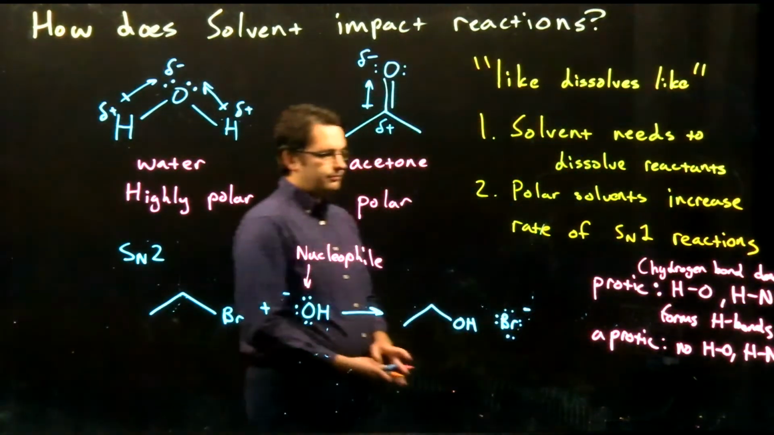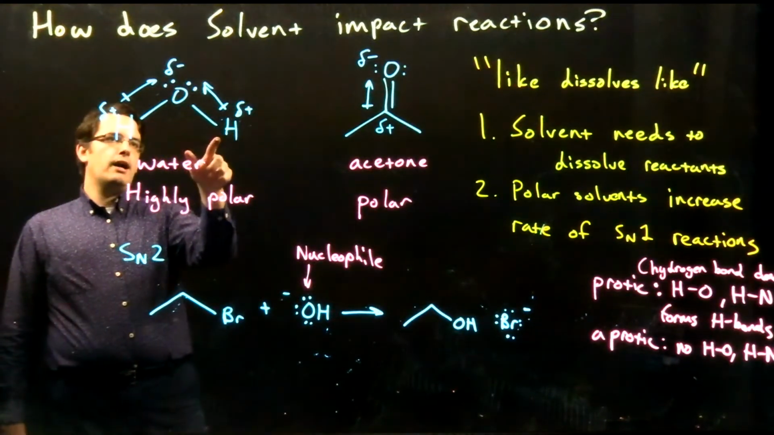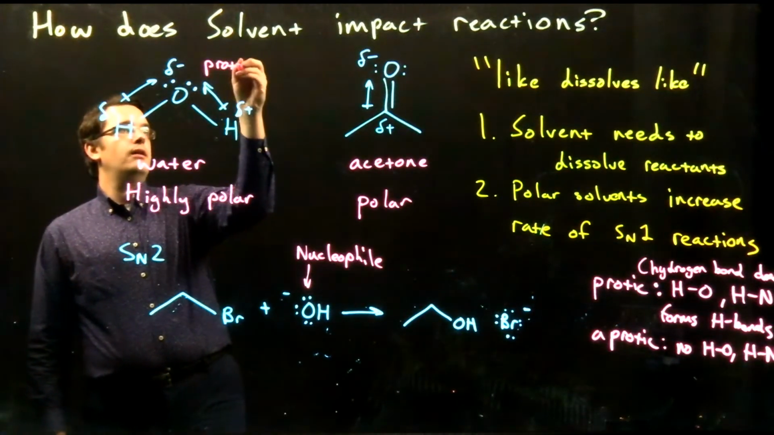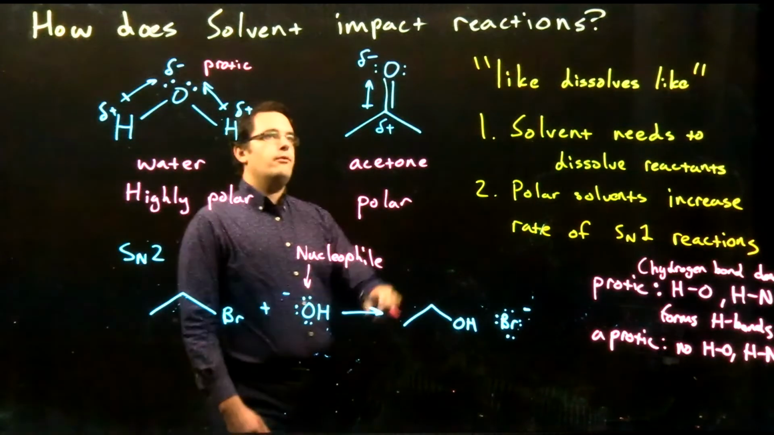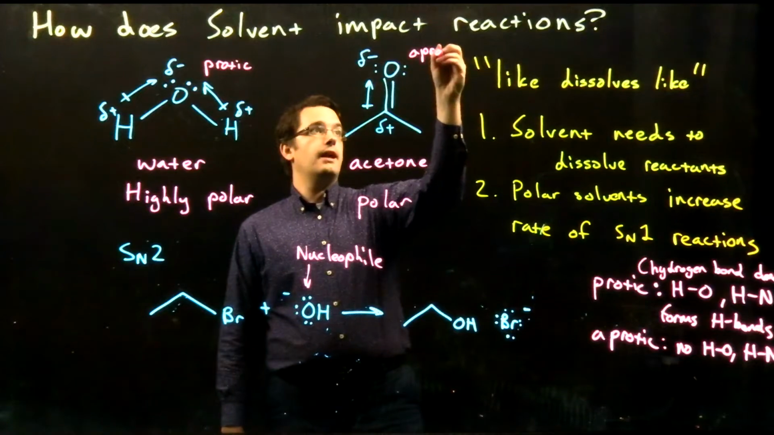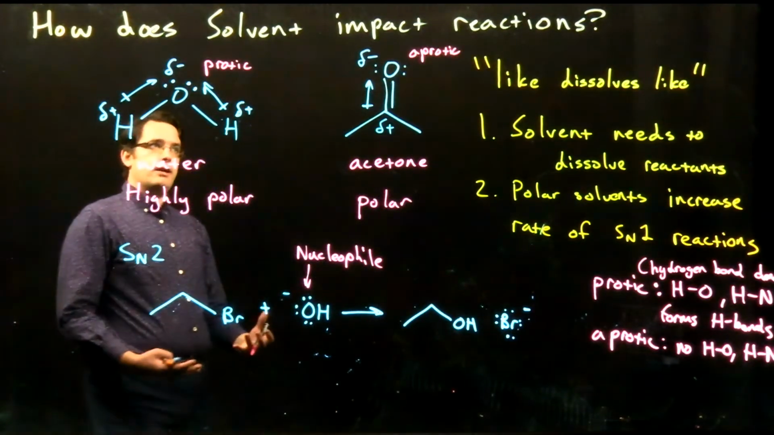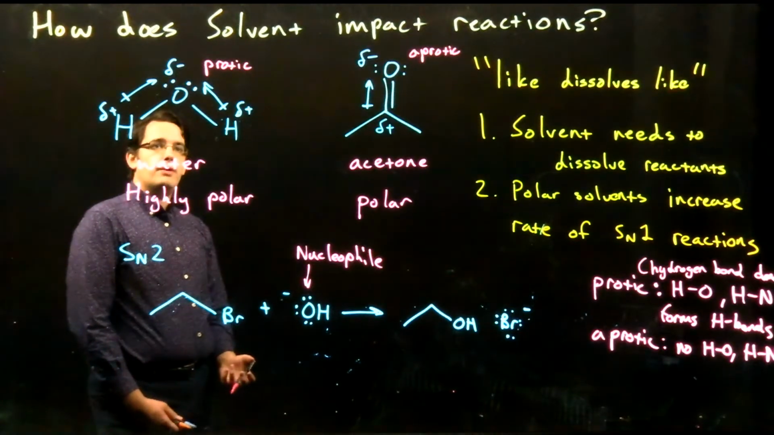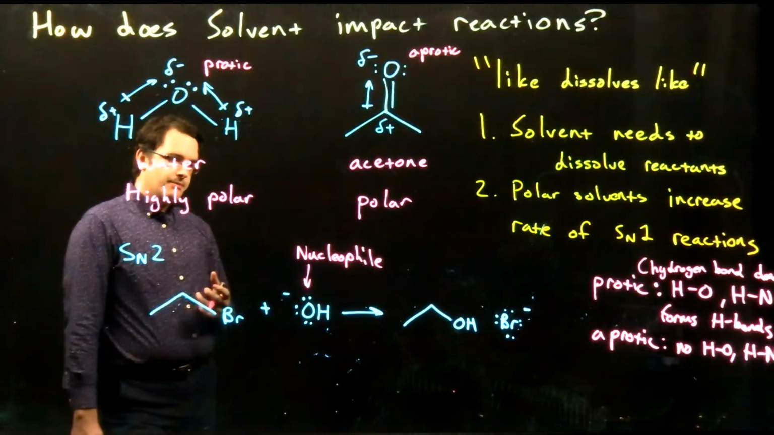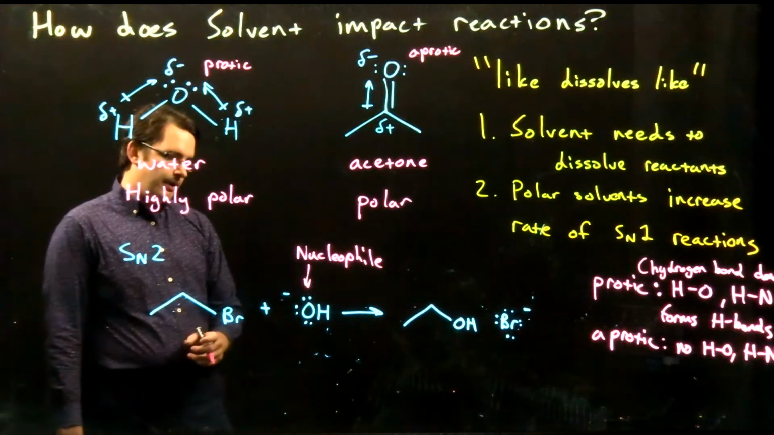So if we look at our solvents up here, our water has a hydrogen attached to an oxygen, so therefore it is protic. And our acetone, we have an oxygen here, but there's no hydrogens attached there. So this is aprotic. Now why do we care about protic or aprotic? Well, if we have something that's protic, it's going to be forming hydrogen bonds, and our nucleophile is often going to be the target for those hydrogen bonds.